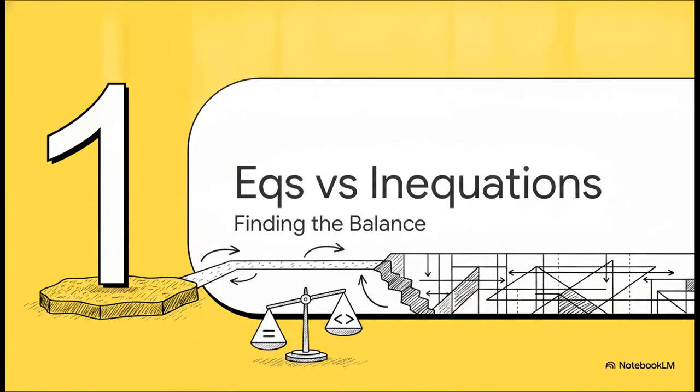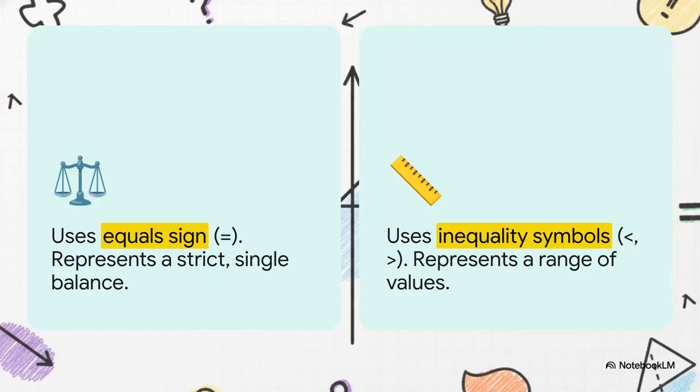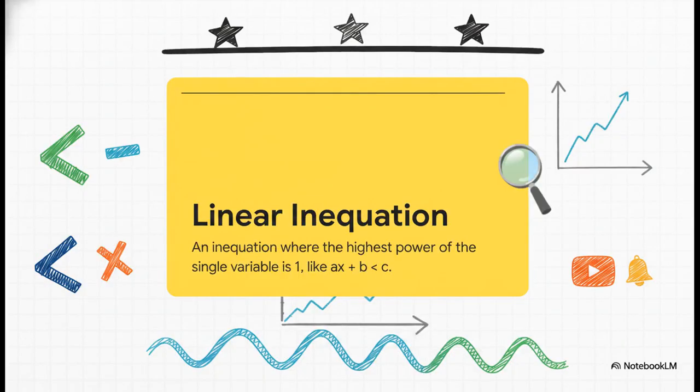Let's kick things off with Section 1, Equations versus Linear Inequalities. So, for years you've worked with equations. They have a strict, fixed balance right on that equal sign, giving you one specific answer. But an inequation replaces the equal sign with inequality symbols like greater than or less than. It's no longer just a single point on a scale. It actually opens up an entire zone of possible answers. Specifically, we're dealing with a linear inequality in one variable. All that really means is the highest power of our single variable, usually x, is just 1.